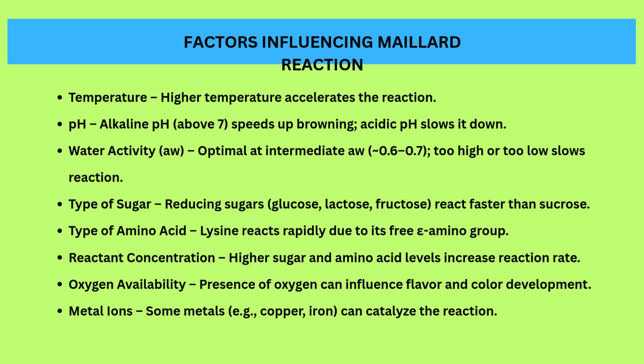Type of sugar also matters. Reducing sugars like glucose, lactose, and fructose are very reactive, while sucrose is much slower. What about amino acids? Well, the type of amino acid makes a difference too. For example, lysine reacts especially fast because it has a free epsilon amino group. The concentration of reactants is another factor. Simply put, the more sugar and amino acids you have, the faster the reaction will proceed. Even oxygen availability plays a role. Oxygen can affect how the flavors and colors develop. And finally, metal ions such as copper and iron can act like catalysts, speeding up the process.